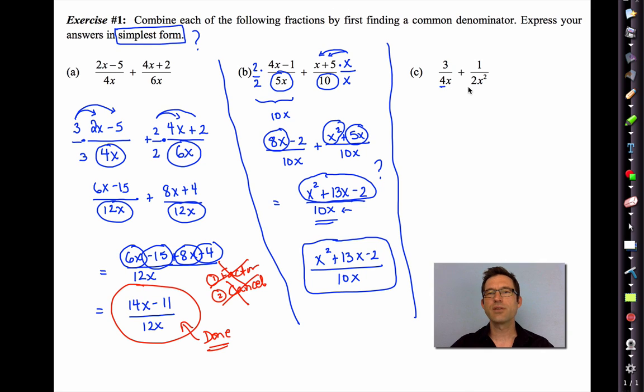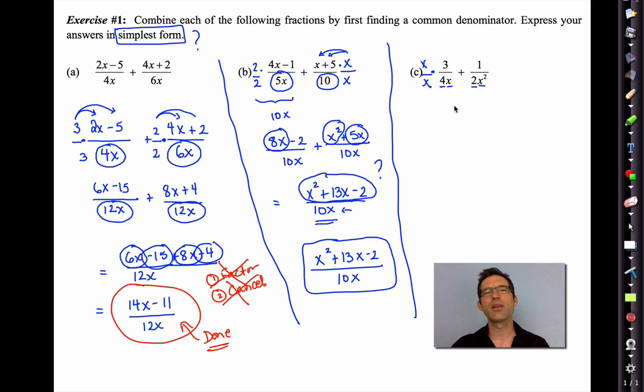First things first, let's look at the 4 and the 2. Eventually I'm going to have to make that 2 into a 4, but I'm not going to worry about it right now. I then have an x and an x squared. I've got to make that x into an x squared. So to do that, I'm going to multiply the denominator by x, but that means I have to multiply the numerator by x.